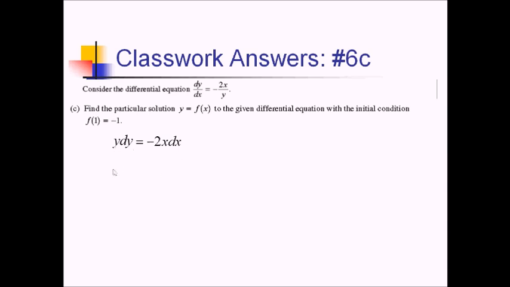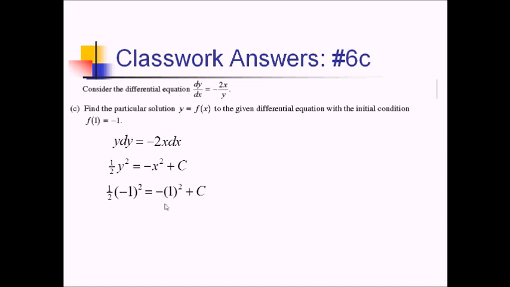And if I take my antiderivatives, on the left we've got 1/2 y squared. On the right, this bumps up to a power of 2, so this is negative x squared, because we have to divide by the 2, negative x squared plus c. Plugging in our initial condition, this is 1/2 times negative 1, the quantity squared, equals negative 1 squared plus c.